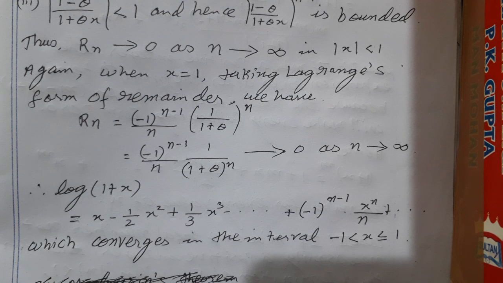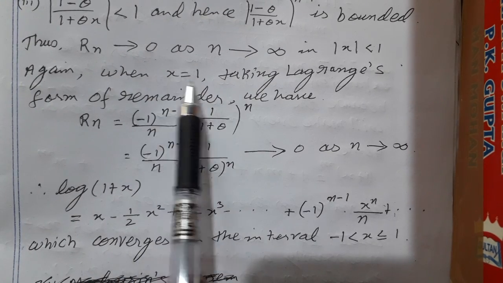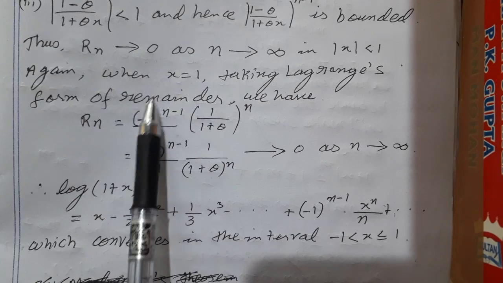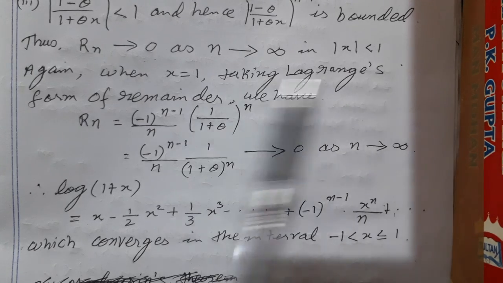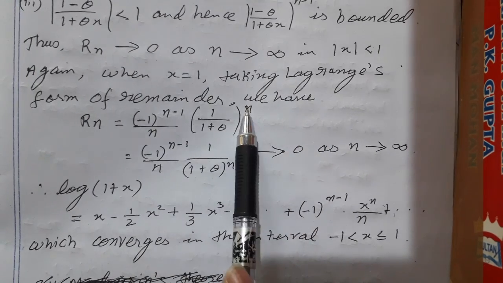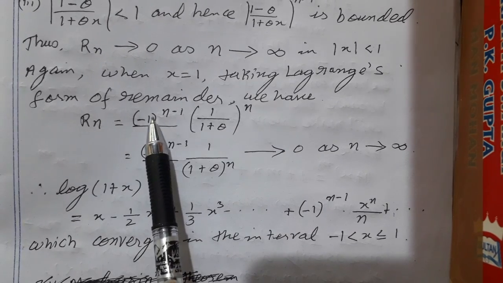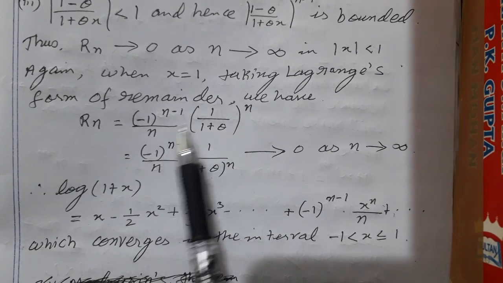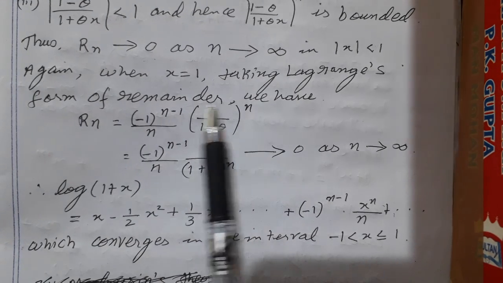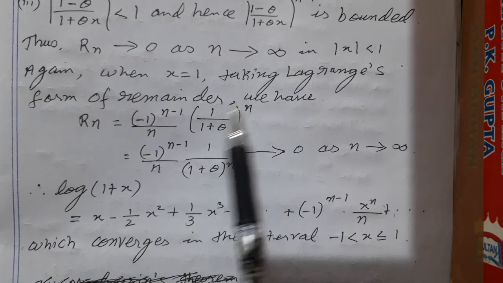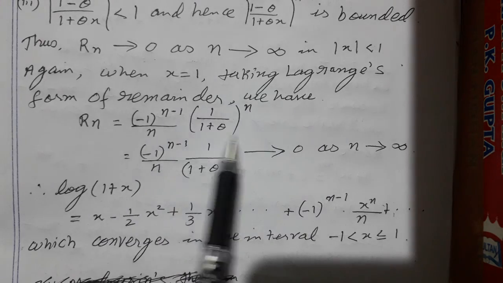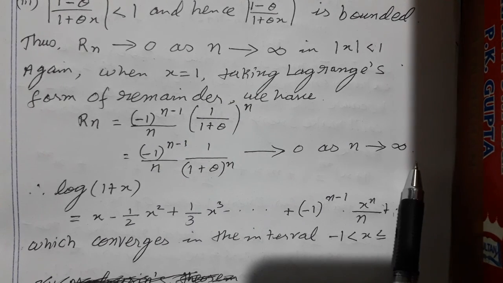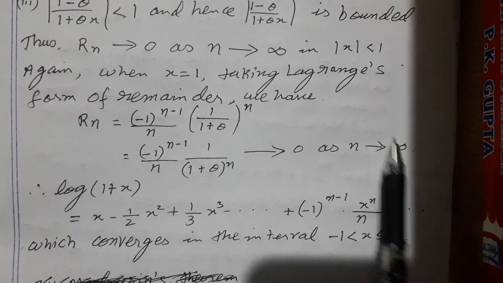Now we try to prove whether the series converges when x equals 1. Here, when x equals 1, we'll take the Lagrange form of remainder. We have R_n equal to (-1) to the power n minus 1 by n, times (1 plus theta x) to the power n. We are putting x equal to 1, so we get this. Now this quantity will tend to 0 because of the n, so the whole thing tends to 0 as n tends to infinity. So when x equals 1 also the series converges.